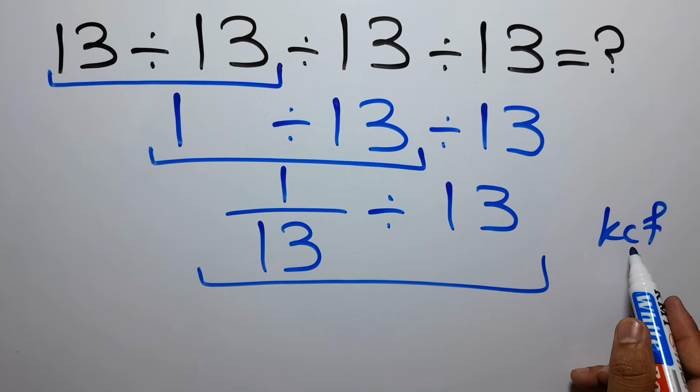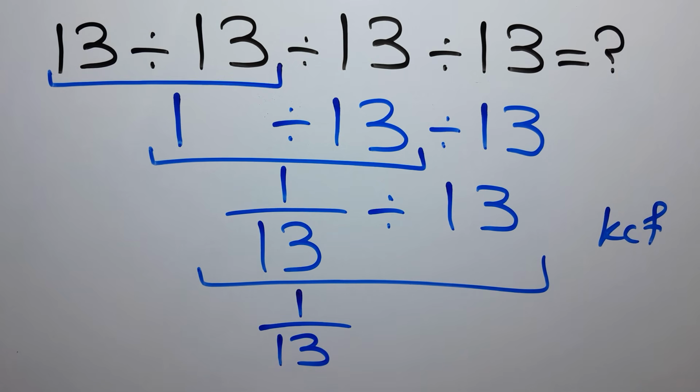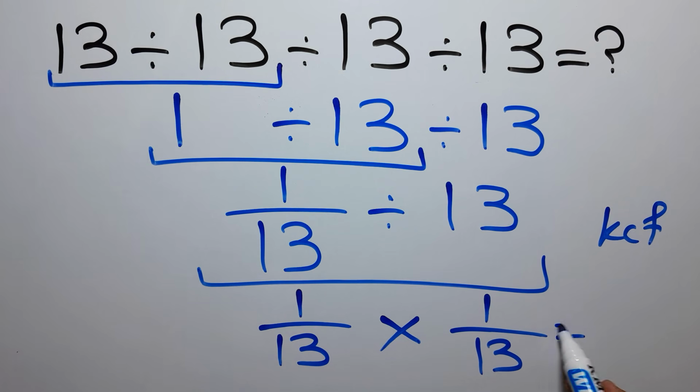K stands for keep, C stands for change, and F stands for flip. We can write keep the first fraction, change division to multiplication, and flip the second fraction. So we have 1 over 13 times 1 over 13, which equals 1 times 1 gives us 1.